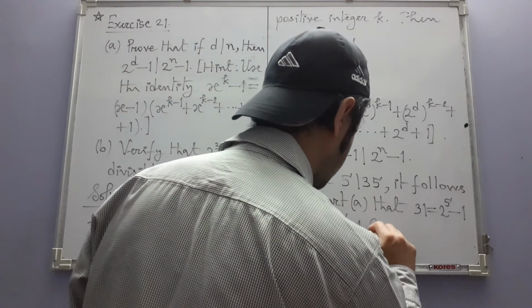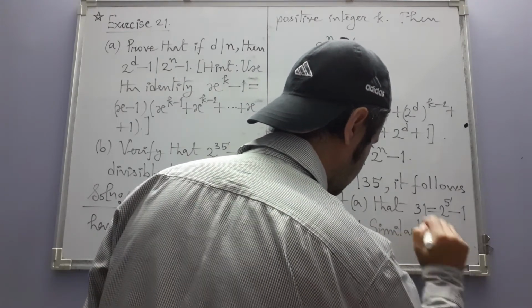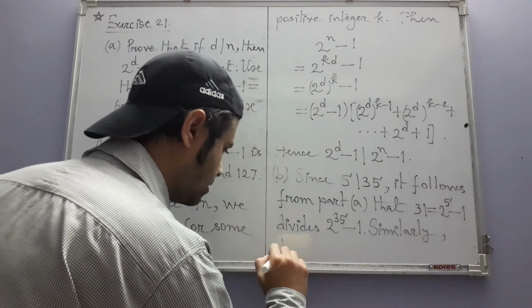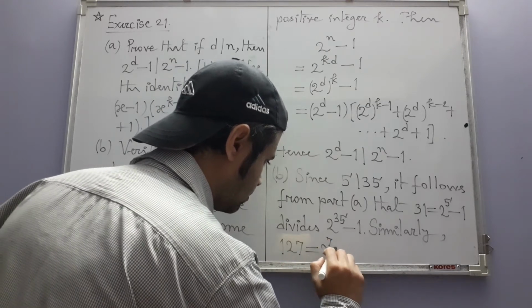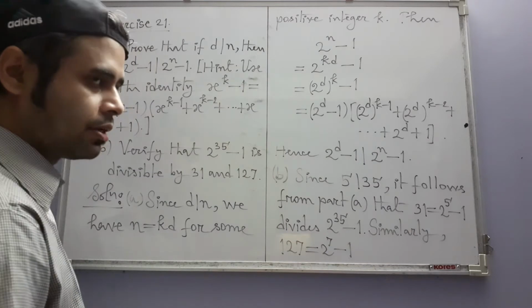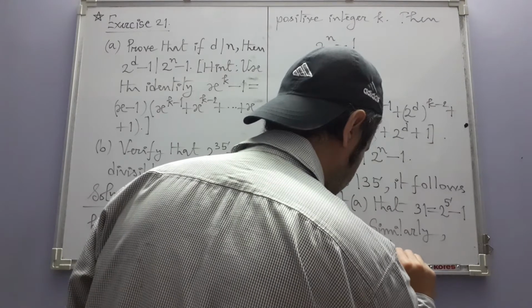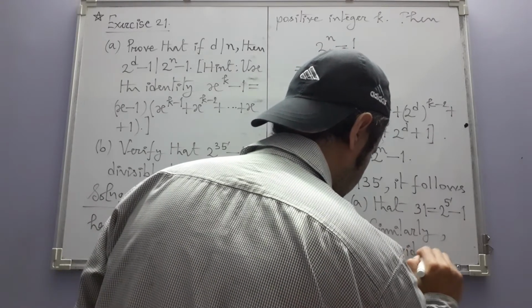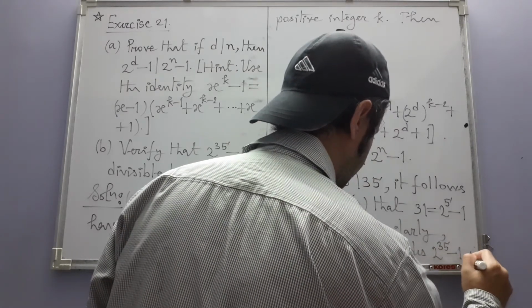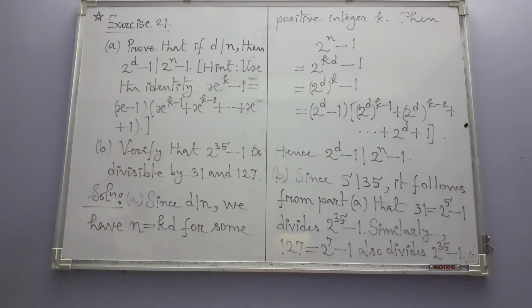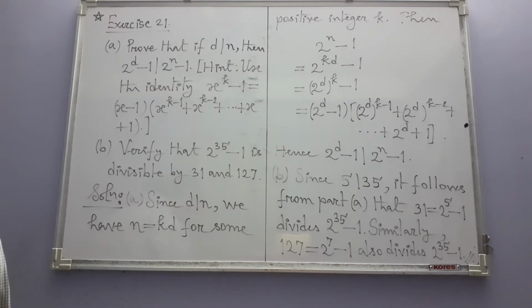Similarly, 127, which is 2 to the power 7 minus 1, also divides 2 to the power 35 minus 1. So that is the solution. Oh, I seem to have already run out of ink. Give me a moment.